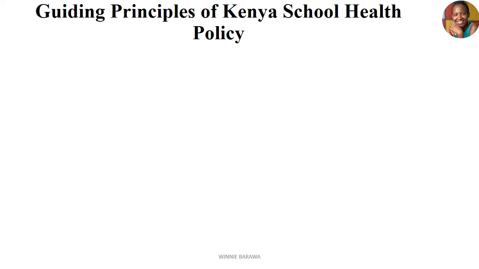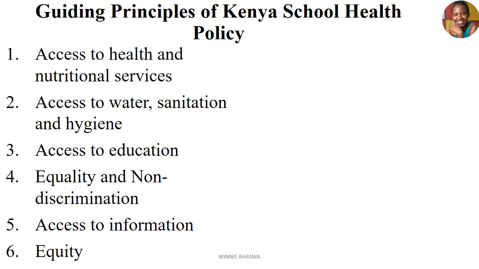So what principles guided the Kenya school health policy? We've said that the rights that are catered for in this policy were generated from the five areas: Vision 2030, Sustainable Development Goals, the Kenyan Constitution, the Children Act, and all that. But now there are certain principles that a policy needs to be guided on, and some of this policy includes the policy needs to ensure that it's guided by the principles of access to health and nutrition services.